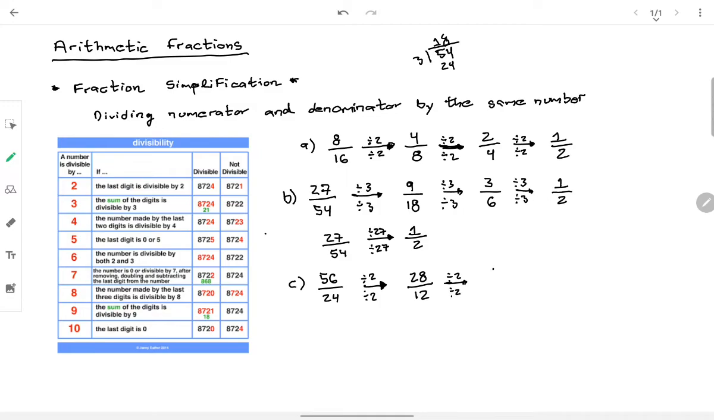So we will get 14/6, and it's also divisible by 2, and we will get 7/3. So in order to make a simplification, it's only to use division as many times as needed, dividing numerator and denominator by the same number. So let's see a last example.